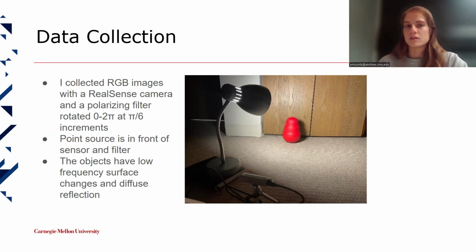Two critical limitations for the object were low-frequency surface changes and diffuse reflection. High-frequency surface changes are not captured well by the coarse point cloud generated by the RealSense, and therefore cannot contribute reliable azimuth ambiguity correction. Specular reflections create a different relationship between the relative intensity of the RGB pixels and the zenith angle and detract from the reliability of the methods used in this paper.